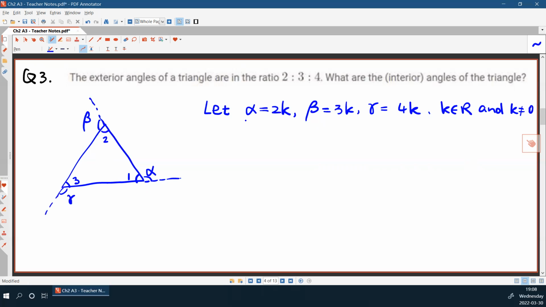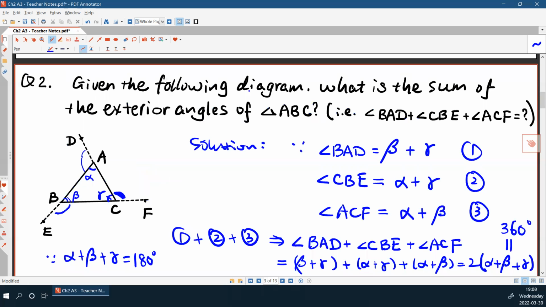Okay, so in our previous question, we have already proved that actually the sum of the three exterior angles should equal 360 degrees, right?